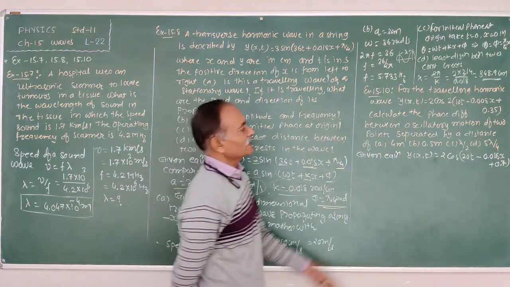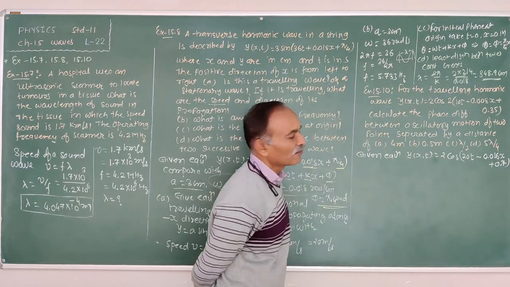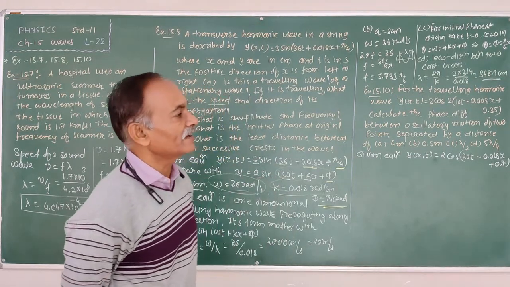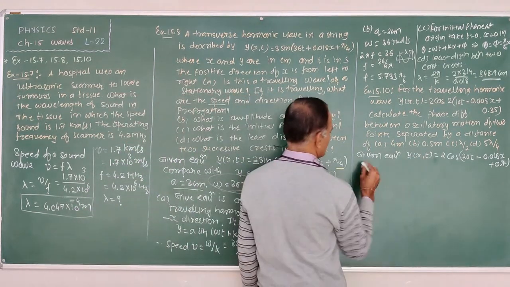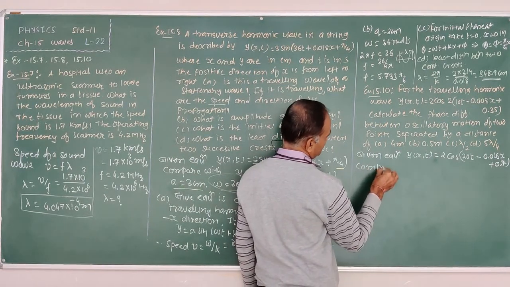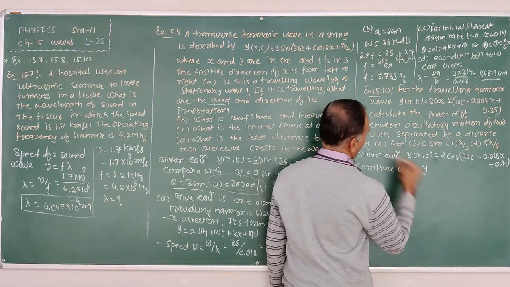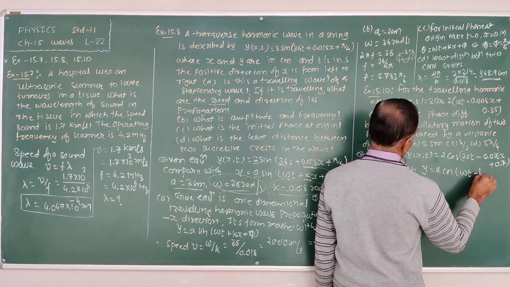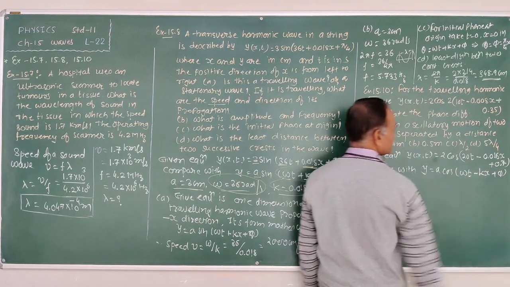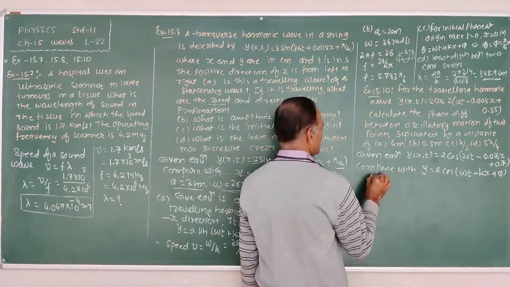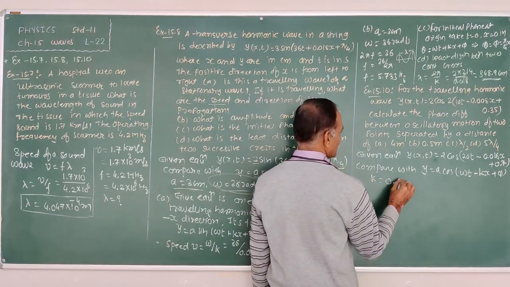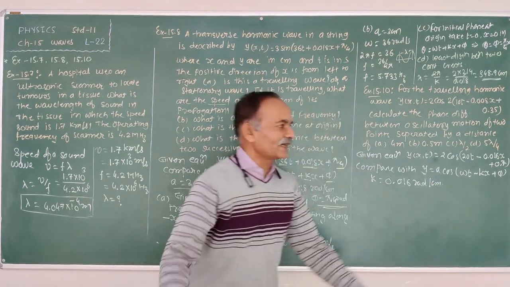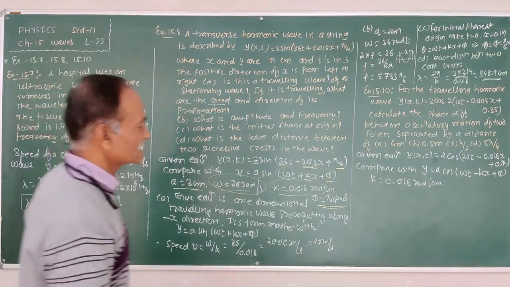Calculate the phase difference between oscillatory motion. For that purpose, this type of equation given, we compare with our standard equation. So the given equation is this; compare with y is equal to a cos(omega t minus kx plus phi). Therefore, we obtain k is equal to 0.016 radian per centimeter. We only require k, because we have to find out the phase difference.